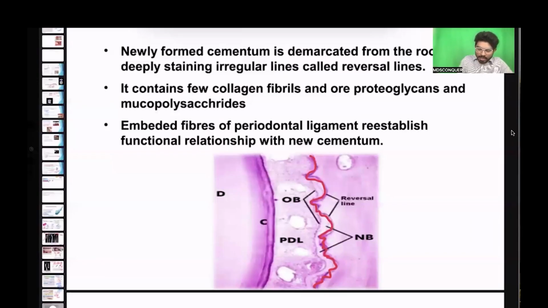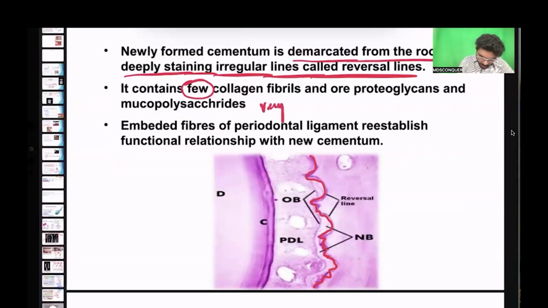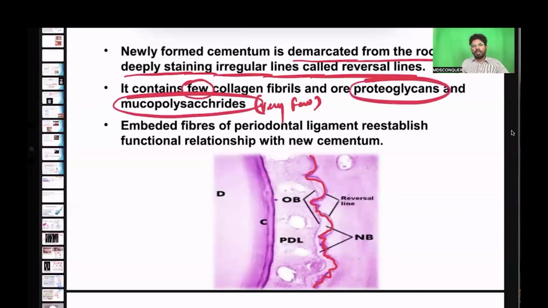Newly formed cementum is demarcated from the root by a deeply stained irregular line called the reversal line. This line will have very few collagen fibers. Make a note, very few collagen fibers. Normally, it is going to have more mucopolysaccharides and proteoglycans, so protein content and carbohydrate content will be more. So this line is called the reversal line.